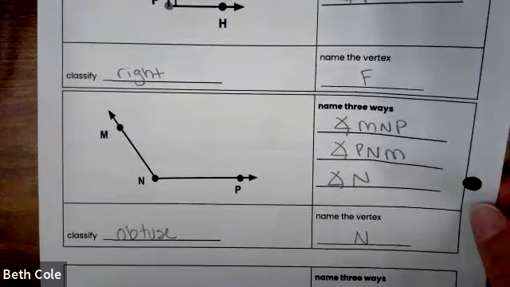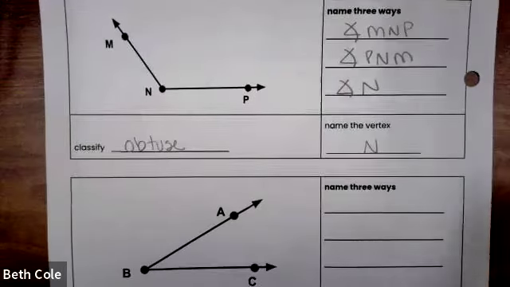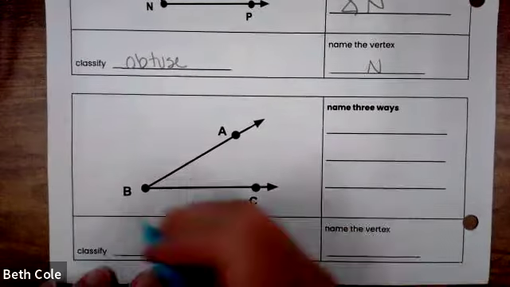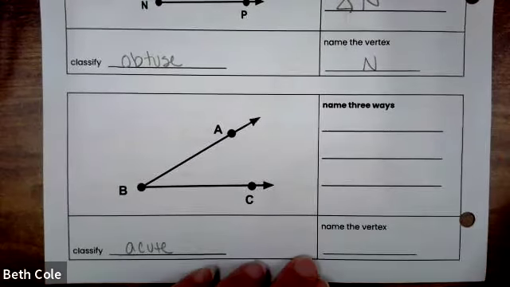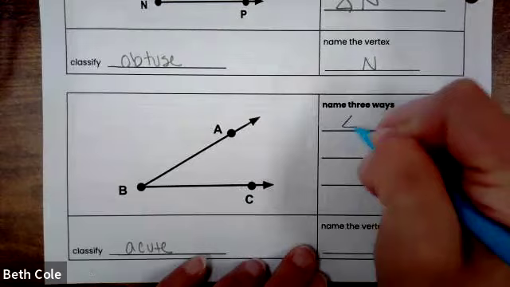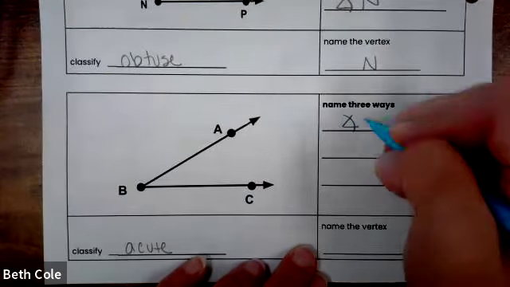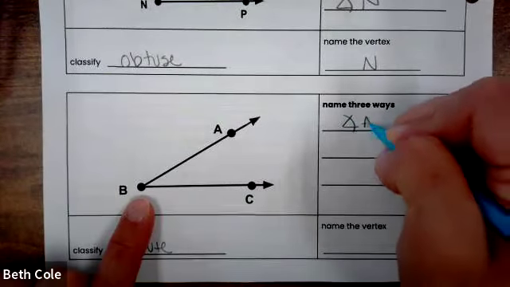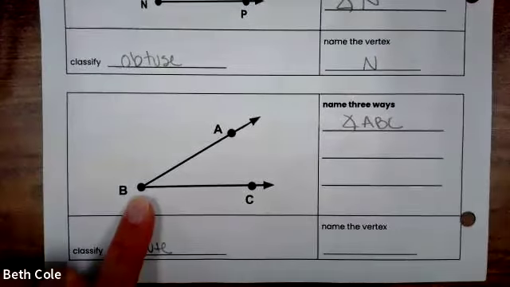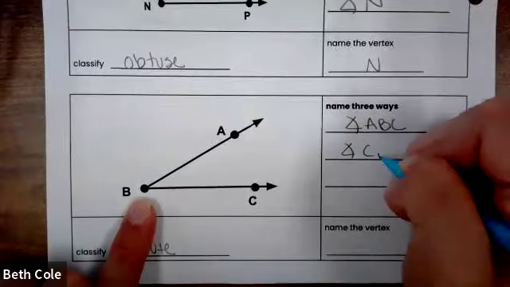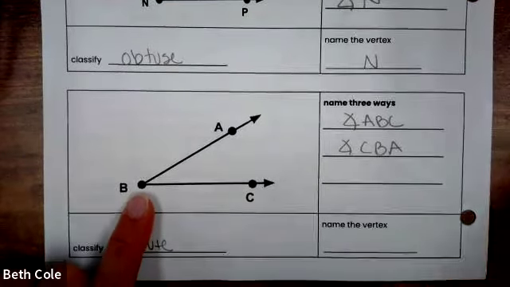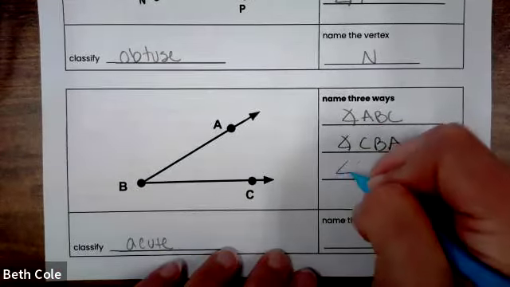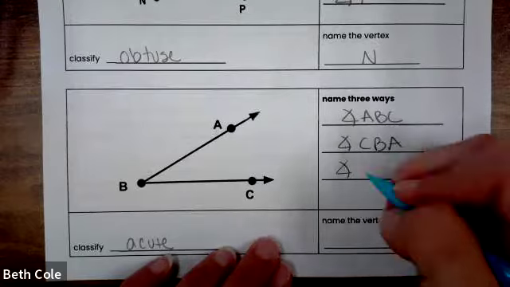Cool, last one. So this one is little, it's less than 90, so acute. And you could name it CBA. Yep, good. ABC or CBA. Just B has to go in the middle because it's the vertex. Or just B.